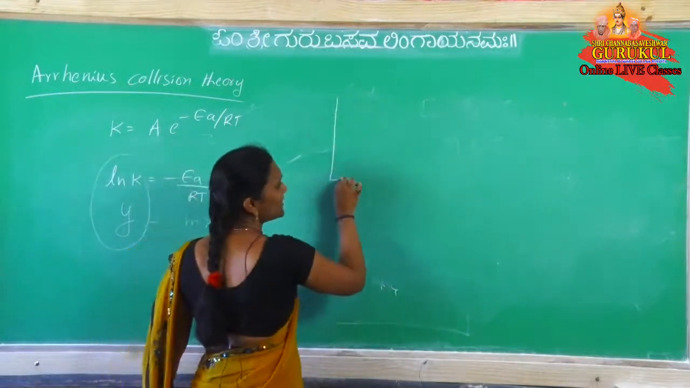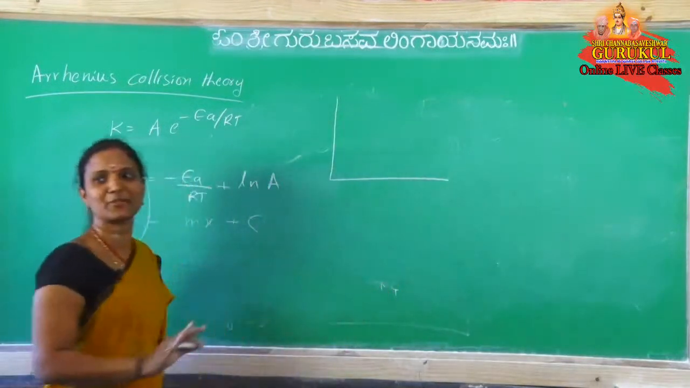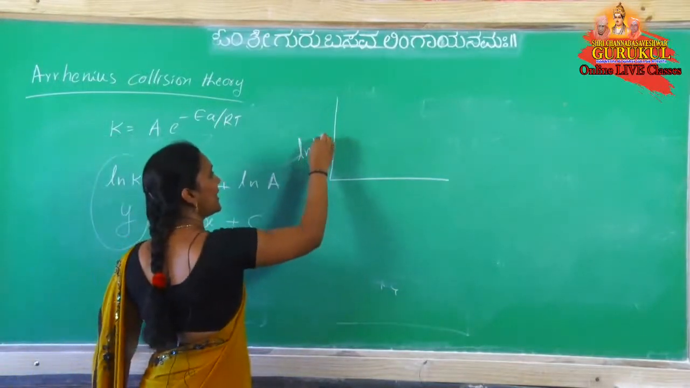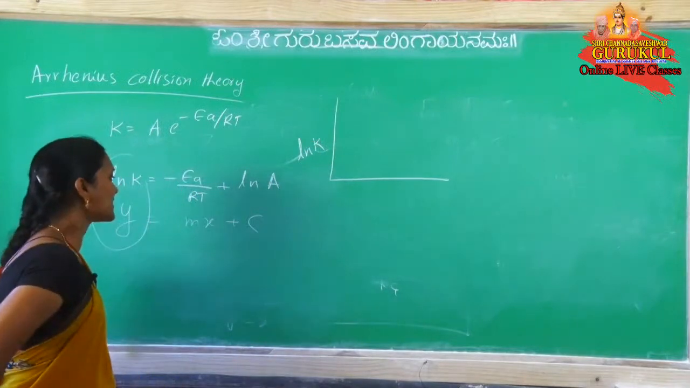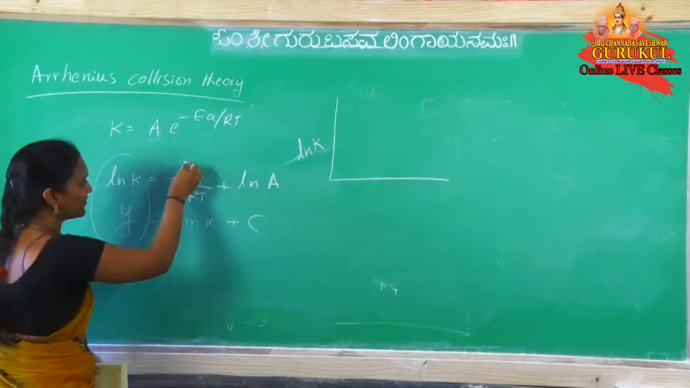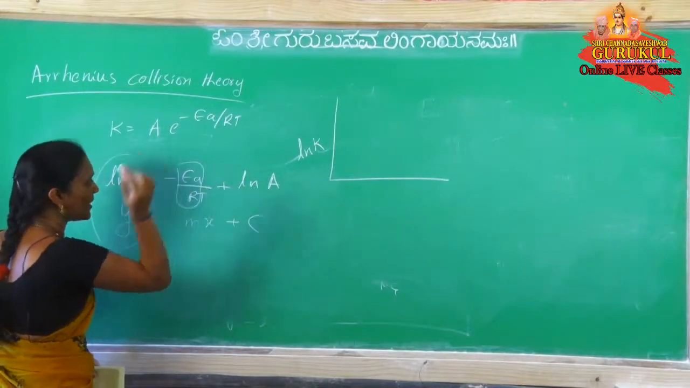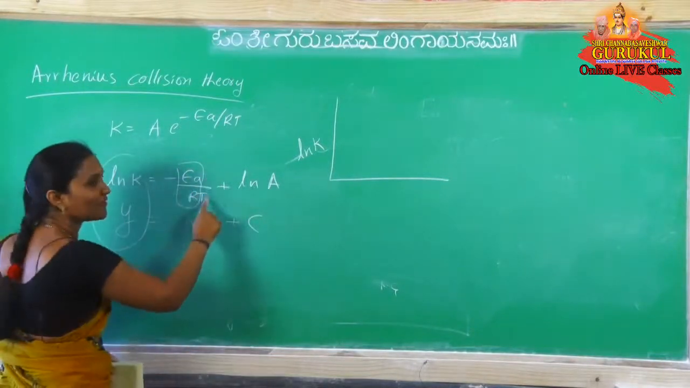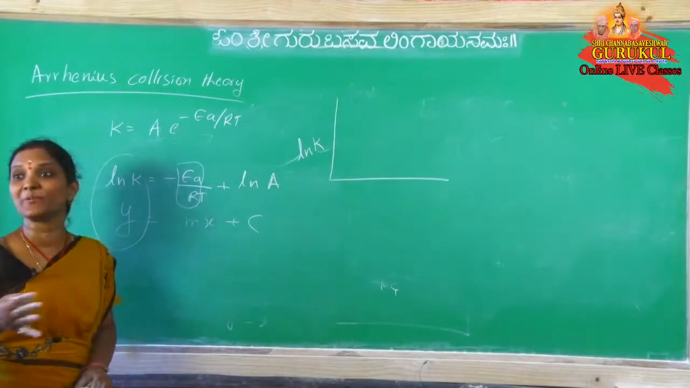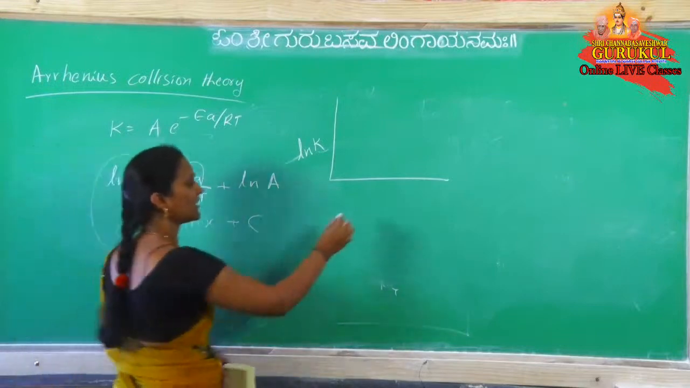Now graphical representation. This graph is very important. Graphical representation for Arrhenius collision theory. On the y axis what are we taking? ln K. On the x axis, 1 by T, with slope minus Ea by R. 1 by T, nothing but the K versus temperature effect. Now we are taking 1 by T.